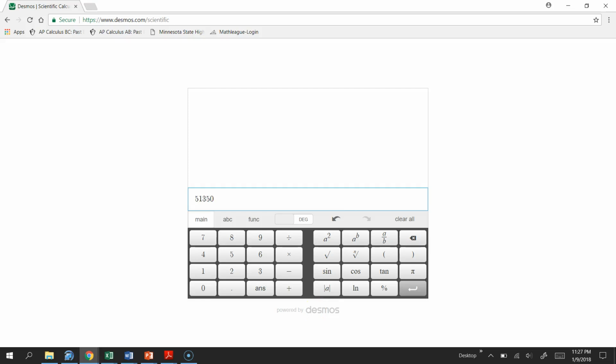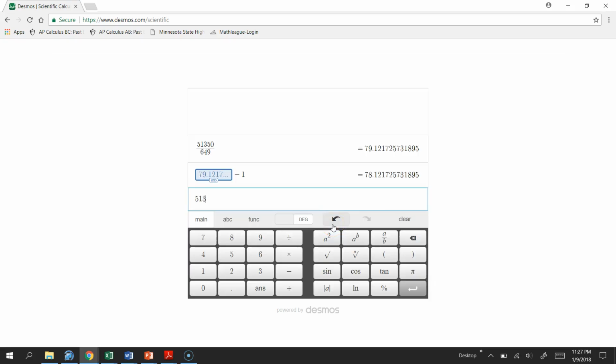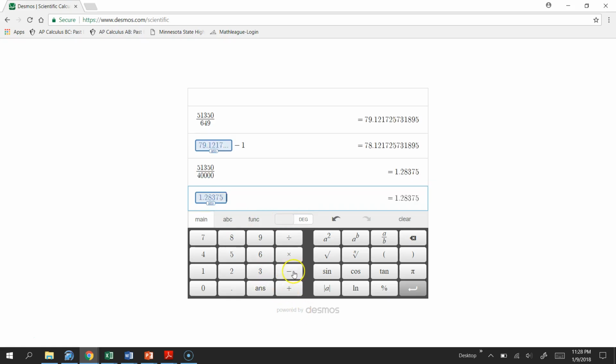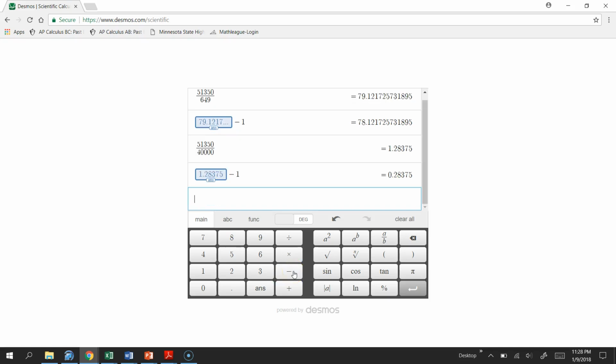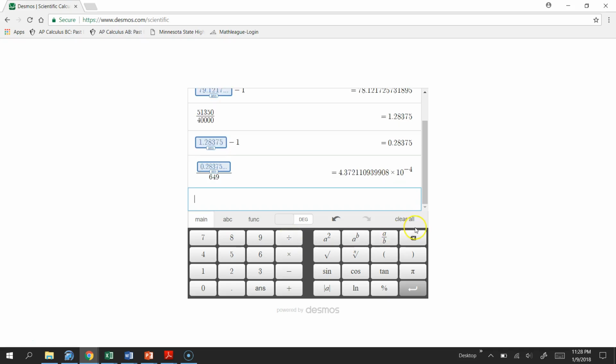51350, let me use the keyboard here, divided by 649. And then minus 1, and then divided by 649. Oh, I had that wrong. Oh my goodness, I can't do anything right today. Okay, 51350. Hopefully you're skipping through this part. Divided by 40,000 minus 1. Then we take that and divide by 649. Huh, goodness. Okay. So a very small number.